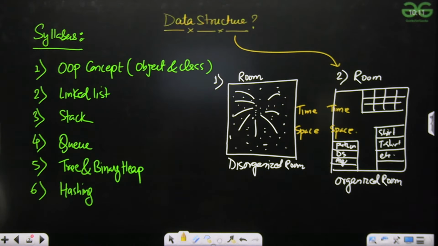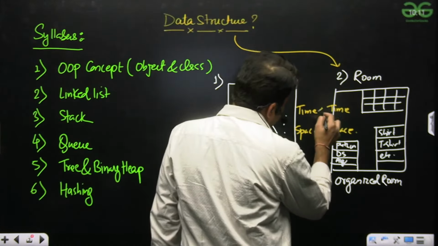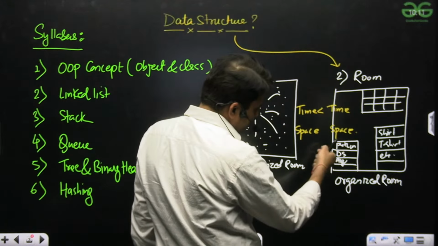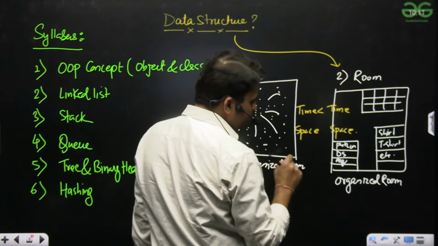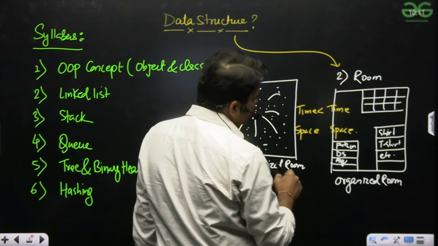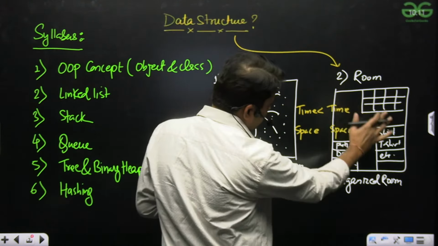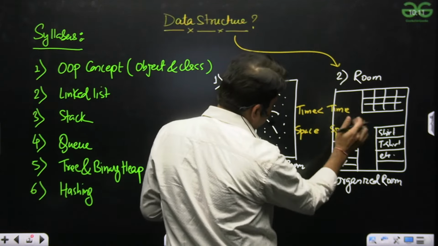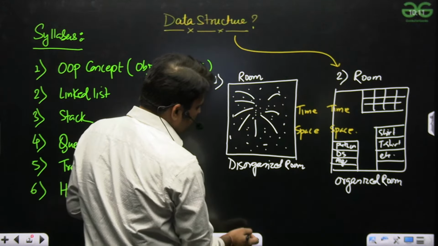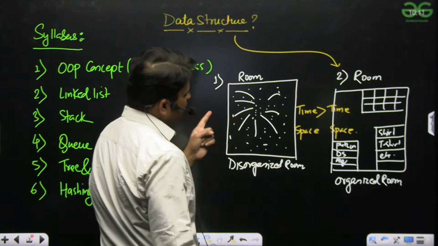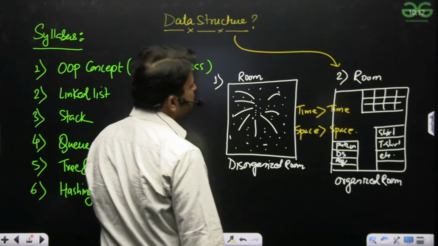If I talk about time complexity, the time complexity of this is less compared to that one. If you access any book or any cloth like shirt, t-shirt, you can access it easily, with less time. Here all items are dumped, so it takes a lot of time. Similarly, because things are systematically arranged, you can arrange more items here. So the disorganized room takes more time and more space.